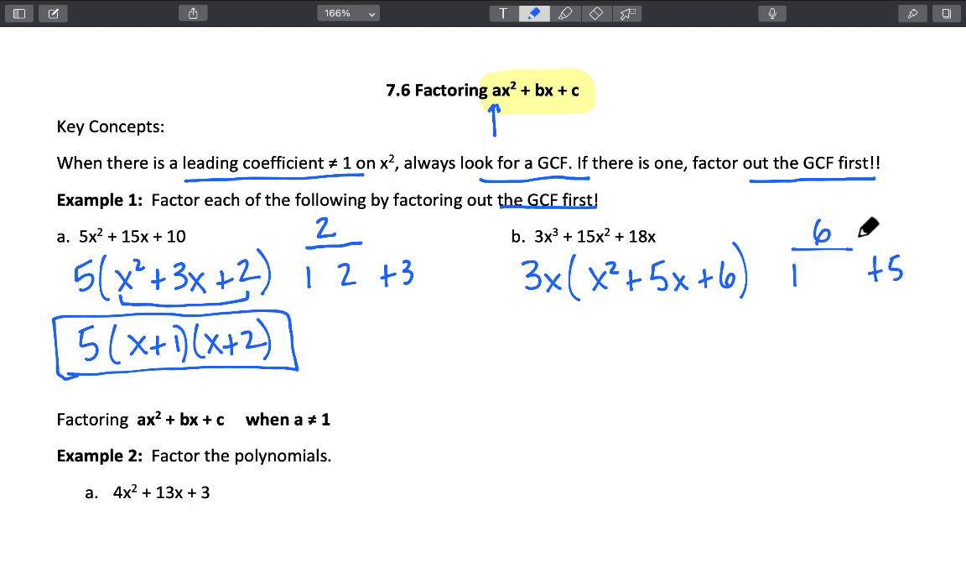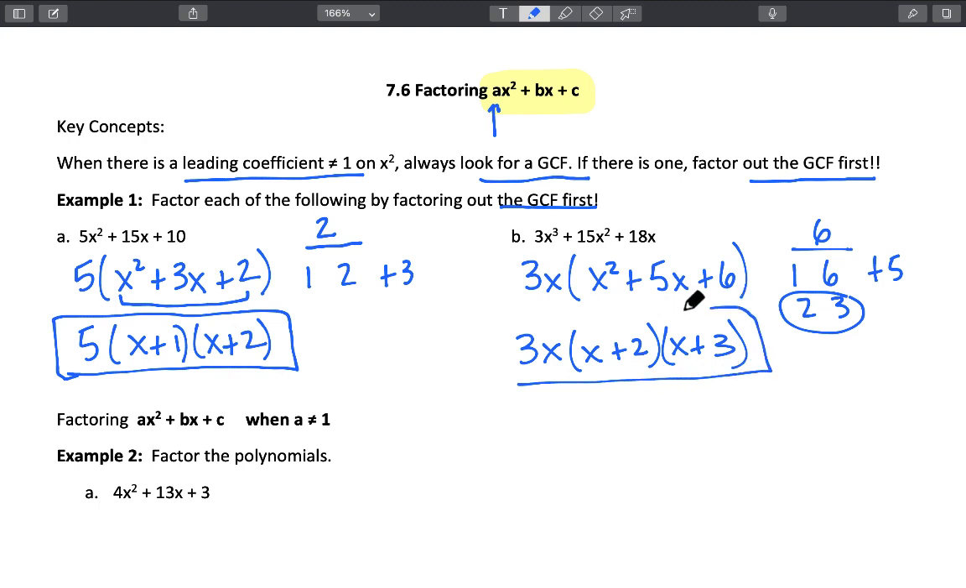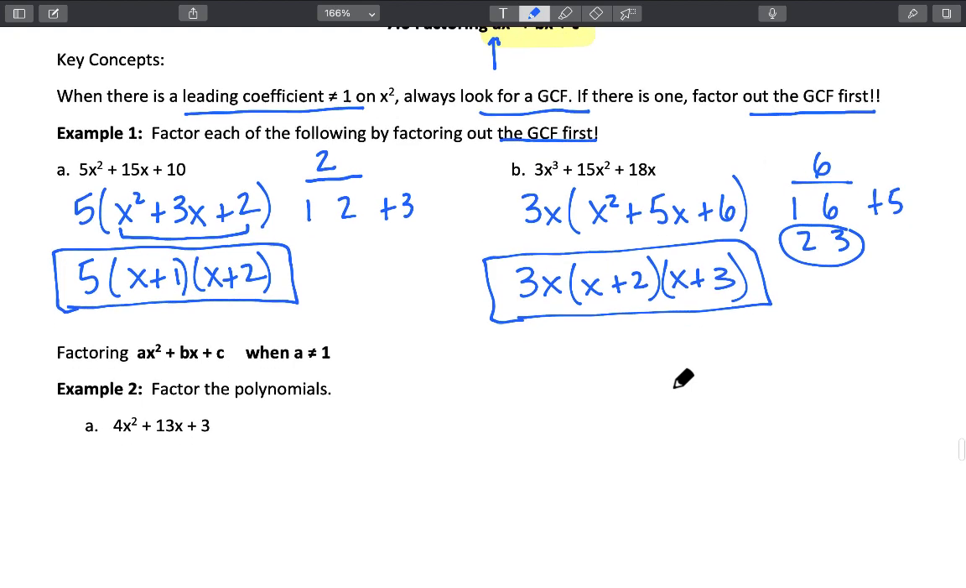So the factors of 6 that combine to give me 5 are 1 and 6, or 2 and 3. And since both of these need to be positive, I see that it's got to be 2 and 3. So my final factorization then would be x plus 2 times x plus 3 times that original GCF that I factored out, 3x. So in the end, I can factor that polynomial by first pulling out the GCF and then factoring that trinomial further into x plus 2 times x plus 3.